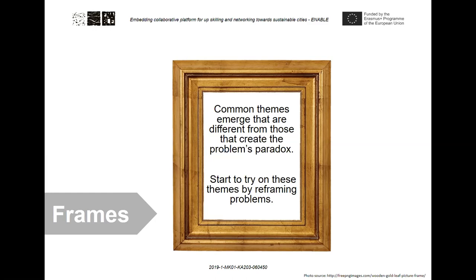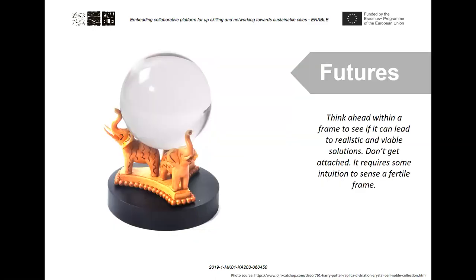And this is the frame, even these frames are in the title of the model, and they are very important in order to find now the solutions. So here, after we have researched all of this wide area, we are looking for the common themes that emerge and that can be the solution for the problem's paradox. And we are starting to find the solutions for each problem and try to frame them in different sentences or different phrases.